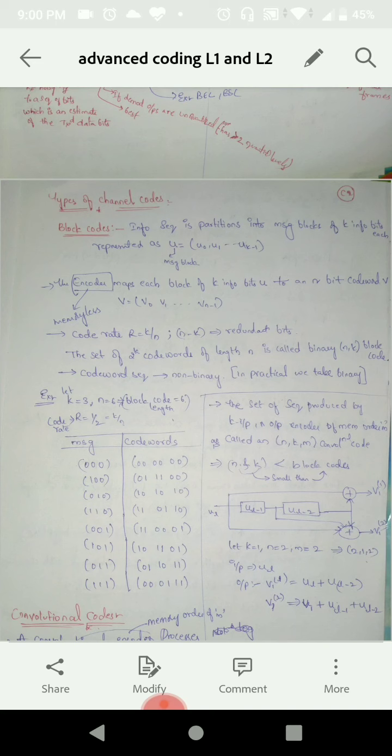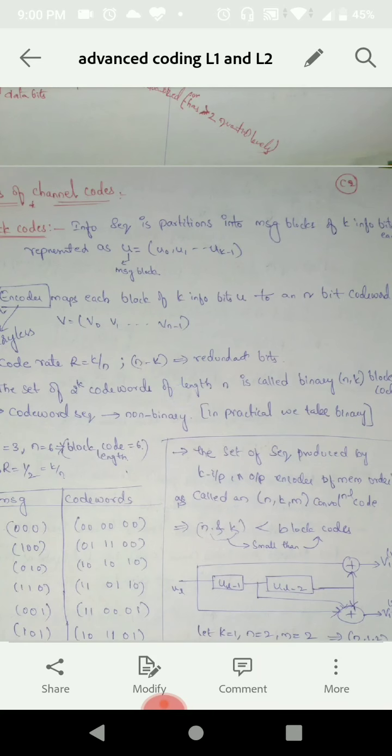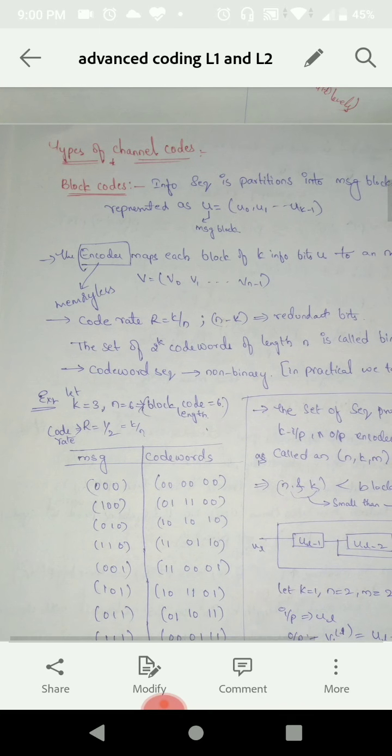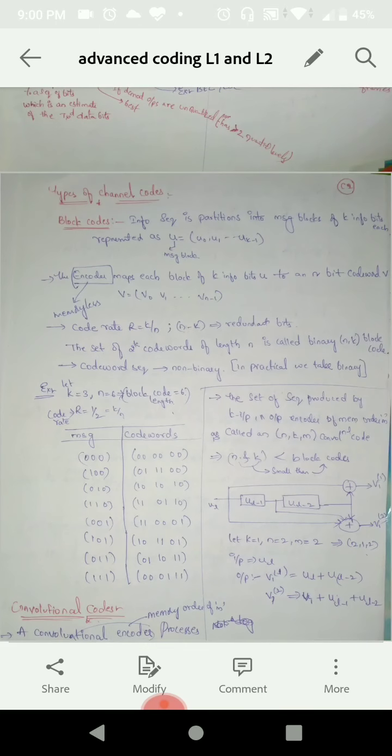The information sequence is partitioned into message blocks of k info bits each, represented by u. u is the message block having k bits, from u0 to u of k minus 1. The encoder will map the k information bits u to the n-bit code word called v. So u has 0 to k minus 1 and v has 0 to n minus 1, meaning k-bit u is mapped to n-bit v.